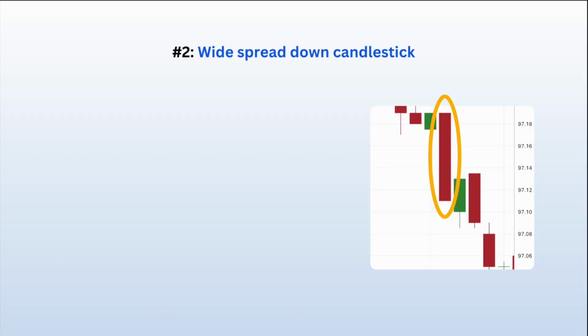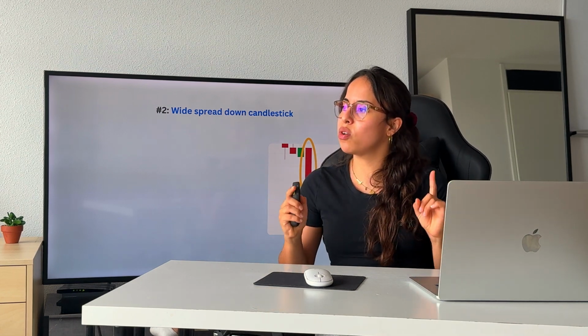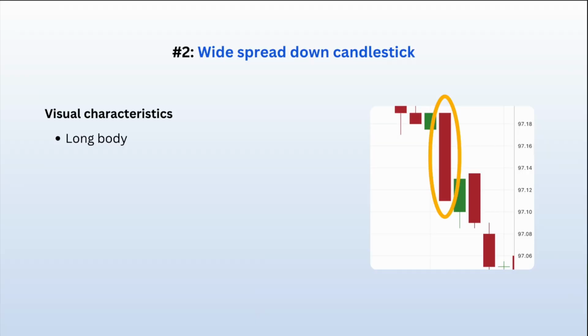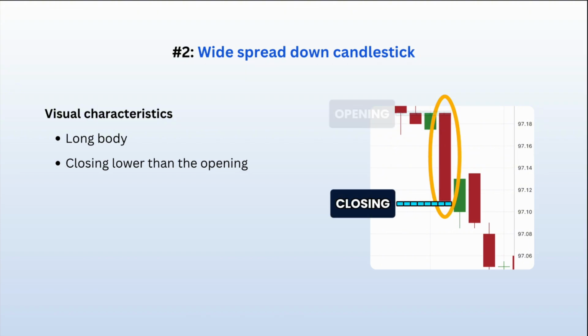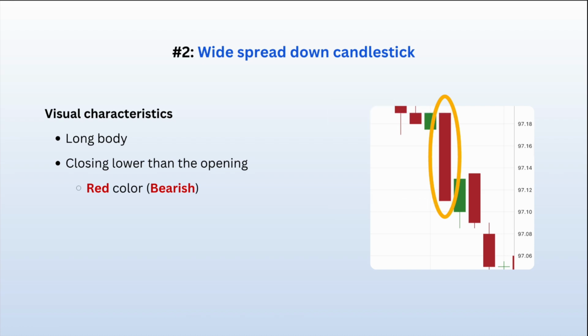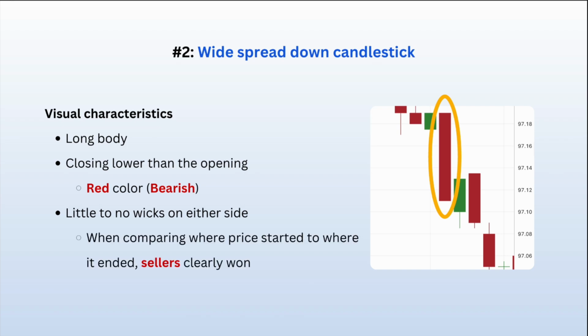Now let's go to the second candlestick, which is the wide spread down candlestick. How can we visually recognize this candlestick on our charts? It has a long body where the closing is lower than the opening price, not higher, but lower. And as a consequence of this, the color of the candlestick is red, it's a bearish candlestick. Usually it has little to no wicks on either side, and when you compare where the price started to where it ended, the sellers clearly won.